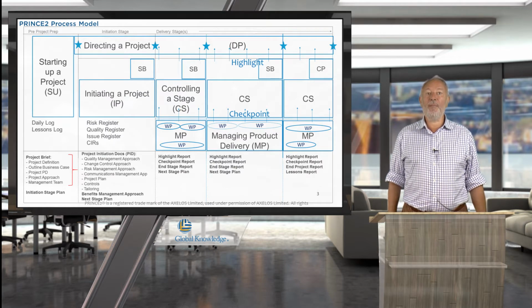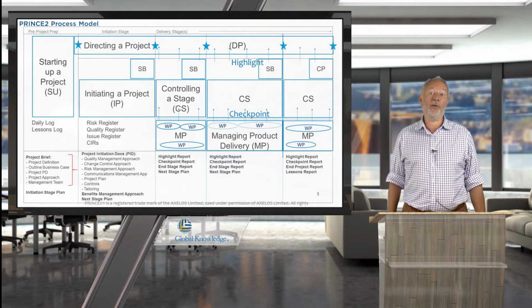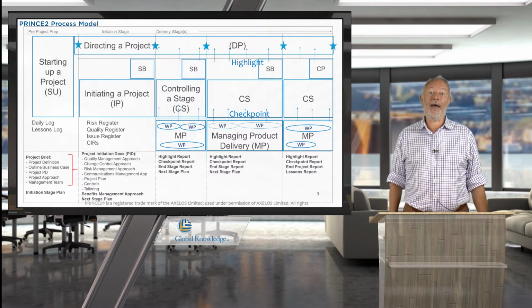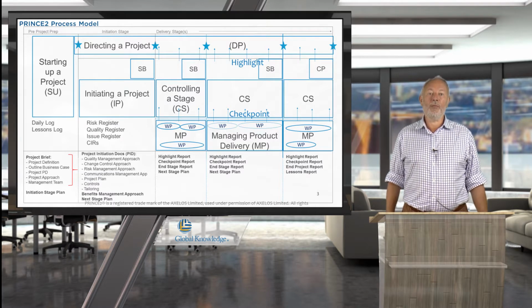So the progress theme in PRINCE2 is about how we're going to monitor and control our progress in the project. This is clearly very important in order for us to know how we're getting on and, if necessary, be able to make some kind of adjustments in order to keep us on the plan.